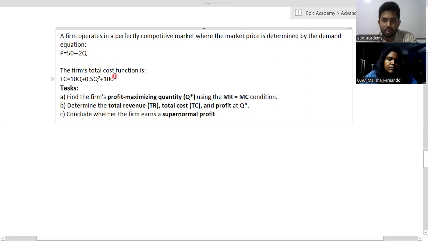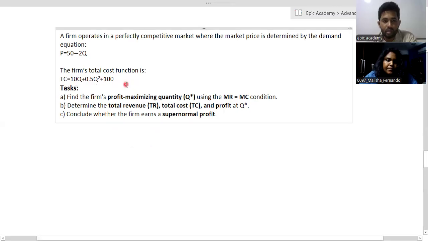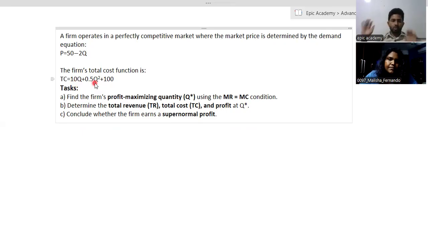Okay, the inverse equation. The firm's total cost function is TC equals 10Q plus 0.5Q squared plus 100. Here, you can identify the fixed cost. Which amount? 100. 100 is the fixed one. There are two types of variable cost here. The first one is 10Q and the second one is 0.5Q squared. So those two can be identified as the total variable cost.